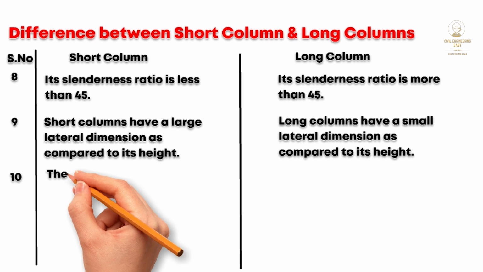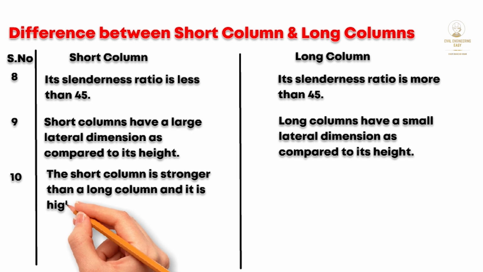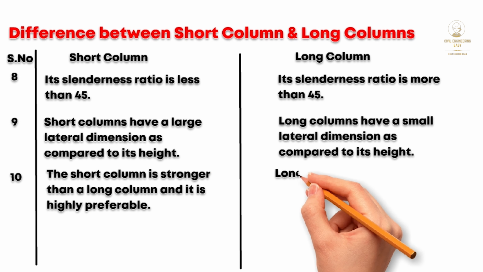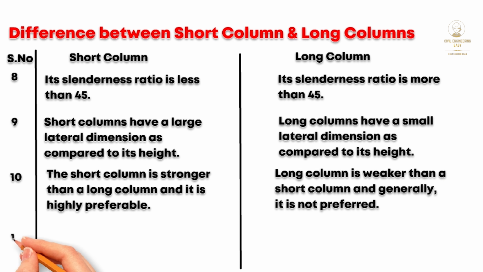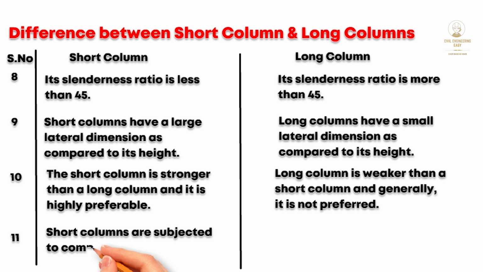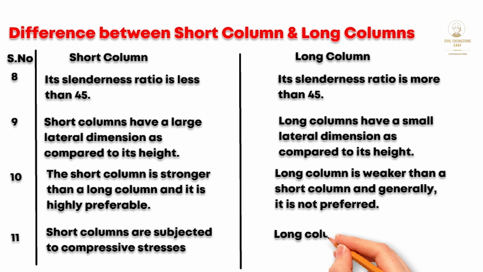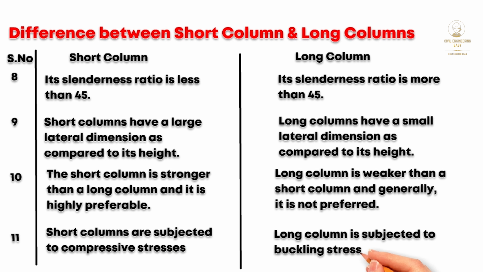The short column is stronger than a long column and it is highly preferable. Long column is weaker than a short column and generally it is not preferred. Short columns are subjected to compressive stresses while long column is subjected to buckling stresses. I hope you understood the difference between long column and short column.